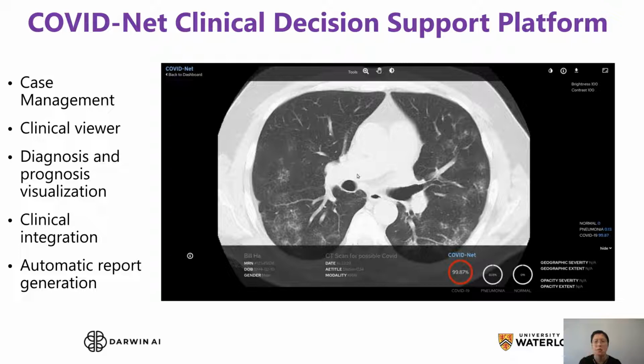And so what we did was, having built all these different models that we're continuing to improve over time, we've also started the COVIDNet Clinical Decision Support Platform initiative, where we're building a full clinical support platform that integrates directly into existing clinical healthcare IT platforms to enable case management, improve clinical viewing of COVID cases, diagnosis, as well as prognosis visualization for COVID cases, full clinical integration, as well as automatically generate reports that can greatly improve both the consistency as well as the efficiency of the clinical decision support process for COVID-19. And so again, this entire software platform is also open source and publicly available through the COVIDNet initiative.